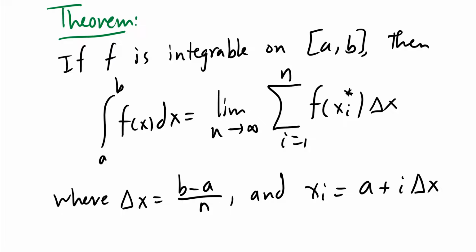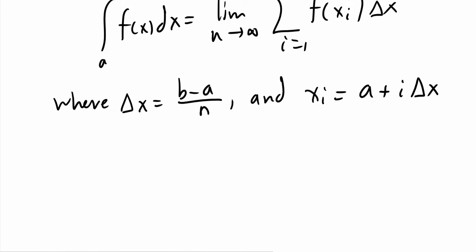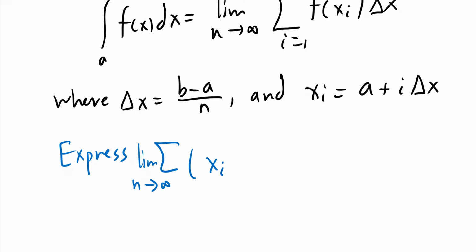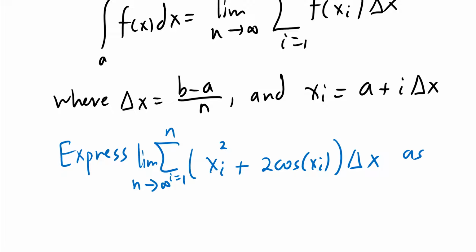Very important stuff. So how do we start? By applying this as an example. We can ask to express the limit as n goes to infinity of the sum of (x_i squared plus 2 cosine x_i) delta x, as i goes from 1 to n, as an integral on the interval 0 to 2 pi.